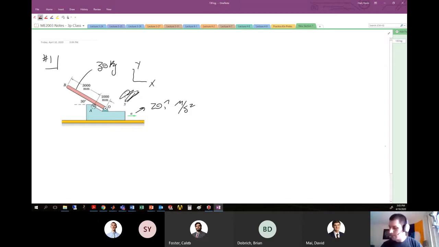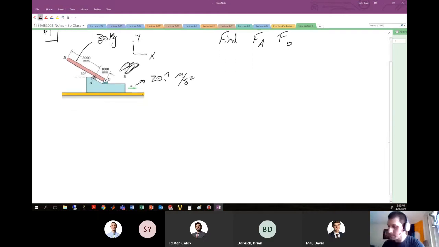All right, so we know the acceleration is 20 i meters per second squared. We want to find the force on the roller at A, and we also want to find the force on the pin at O. All right, so it's a kinetic problem. We'll draw ourselves a free body diagram and kinetic diagram. So let's do that. First, free body diagram.